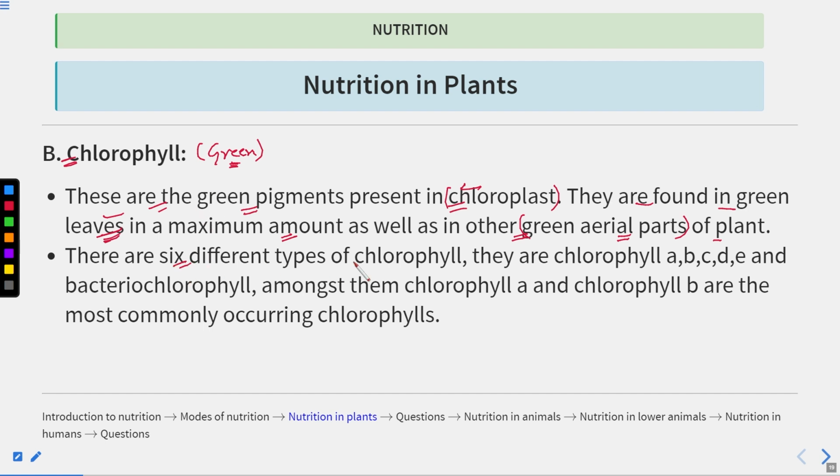Now there are different types of chlorophyll. These are chlorophyll A, B, C, D, and E. The primary photosynthetic pigment is chlorophyll A. The rest are accessory. And in bacteria, you have bacteriochlorophyll. Among them, chlorophyll A and chlorophyll B are the most commonly occurring chlorophyll in the living organisms which carry out photosynthesis.